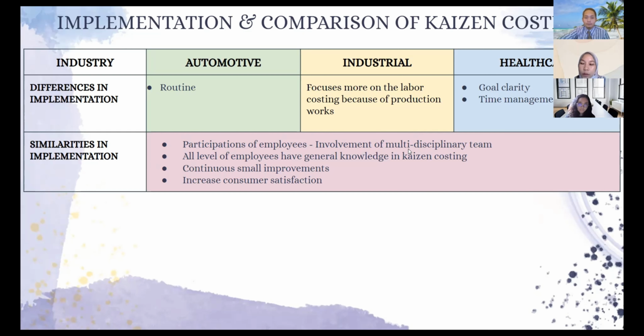Next differences will be discussed by Chero. Thank you, Ayuni. As for the industrial sector, Kaizen costing is focused more on labor work because of the various production processes, unlike automotive, whereby Kaizen costing may be focused on the equipment or parts of the automobile. How about the differences in healthcare, Arif?